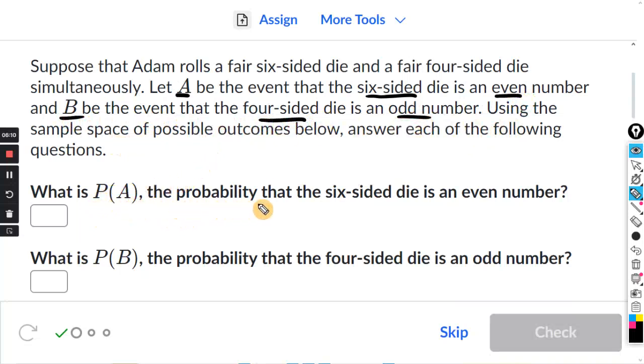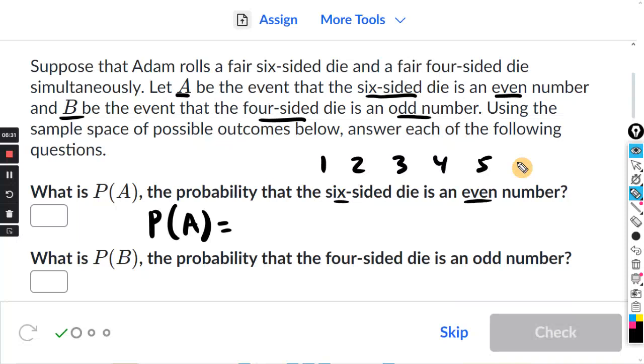Okay, probability of A, the probability that the six-sided die is even. That is pretty easy. Okay, we already know it's 1/2. But let's make sure. If there's 6 sides and we're looking for an even, well, it goes 1, 2, 3, 4, 5, 6. And how many of those are even? 1, 2, 3. 3 out of 6, which just equals 1/2.